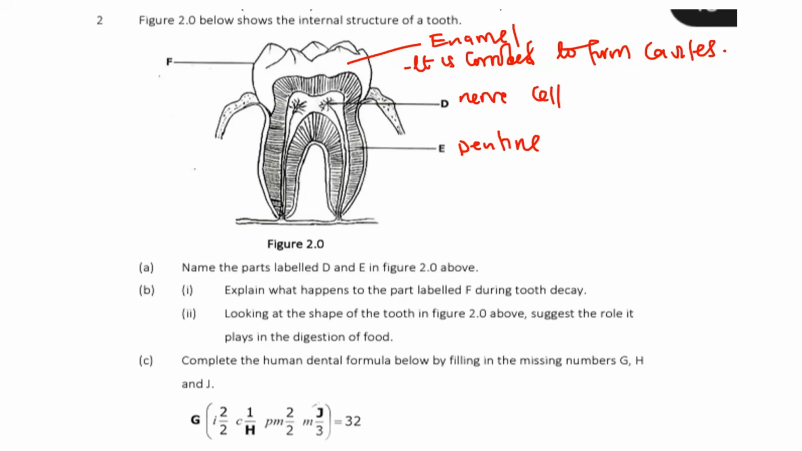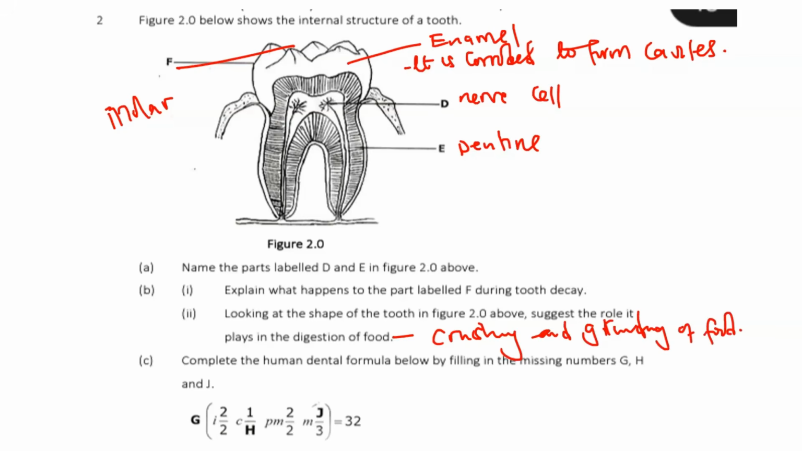Then of course the other thing is that looking at the shape of the tooth in figure 2.0 above, suggest the role it plays in digestion. So in short, what is the function of this in digestion? As you can see the structure, if I were to ask what is the name of this tooth, I would say it's the molar. Now what is the function? This one is for crushing and grinding. Okay, crushing and grinding of what? Of food. That is very important to know.